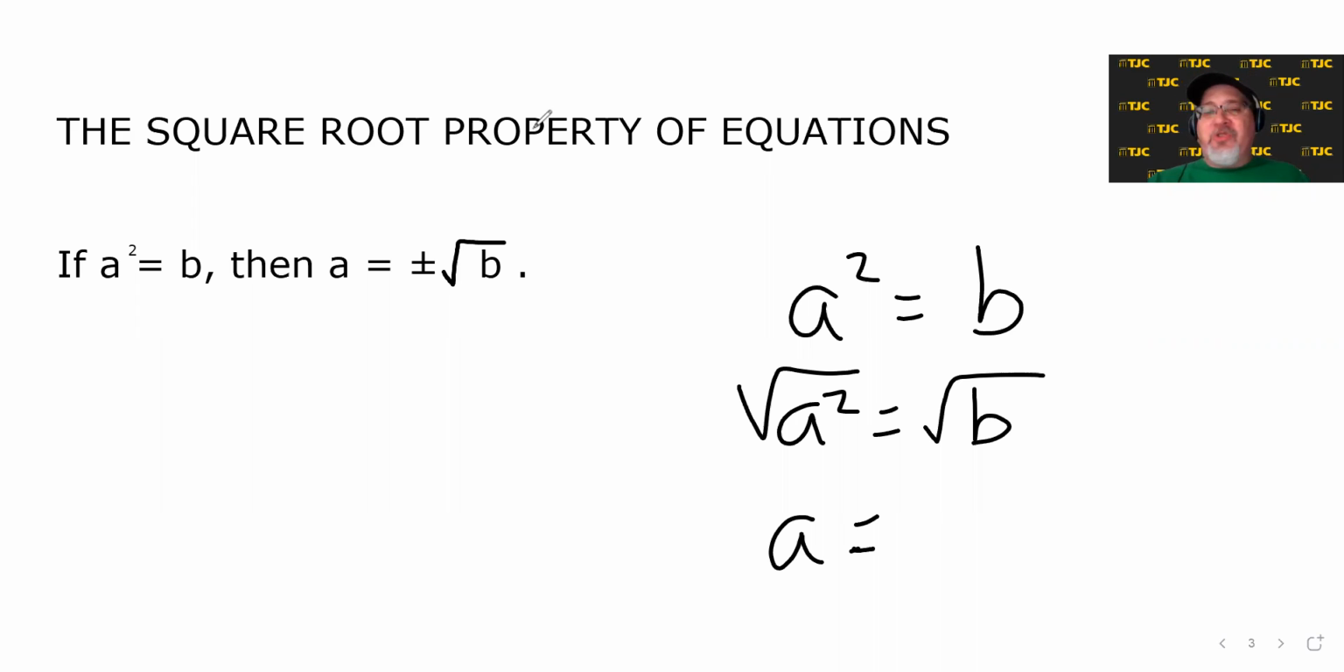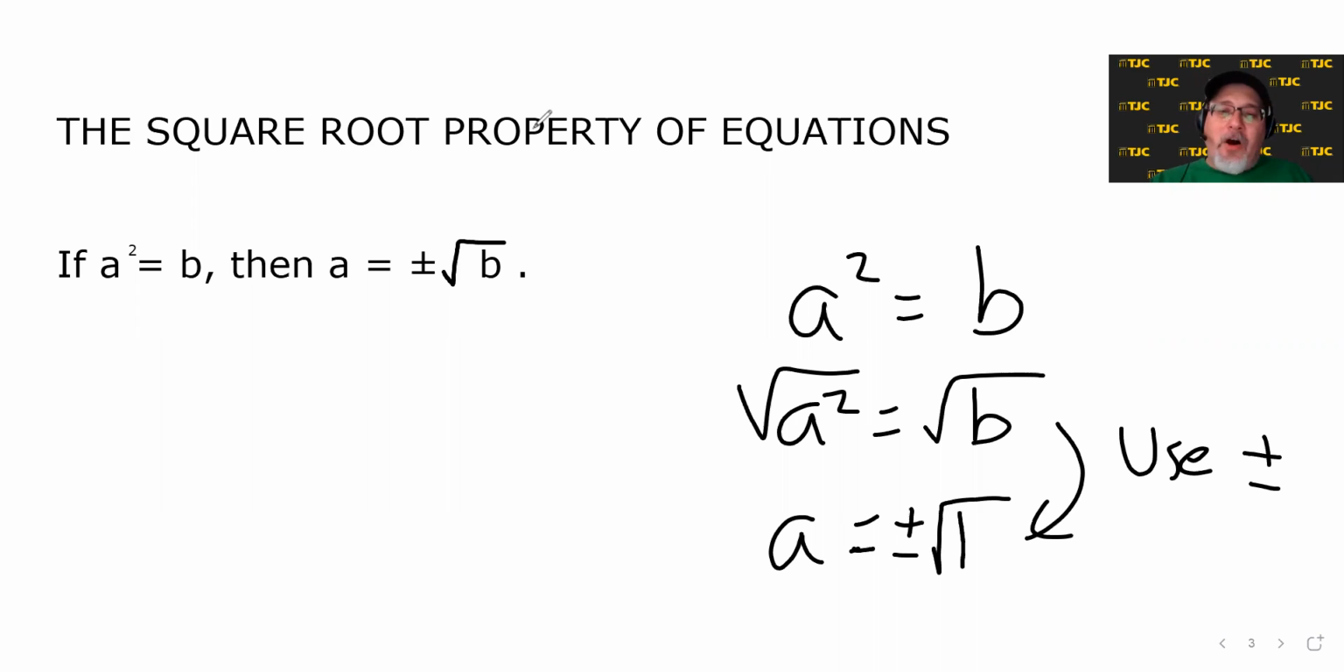But when you square root both sides of an equation, the thing you have to remember is to use plus minus. Now, what's the square root of b? I don't know, because b is just some generic number that we don't know. So all we can do is leave it under there without further information. But the key thing in here is to use the plus minus.